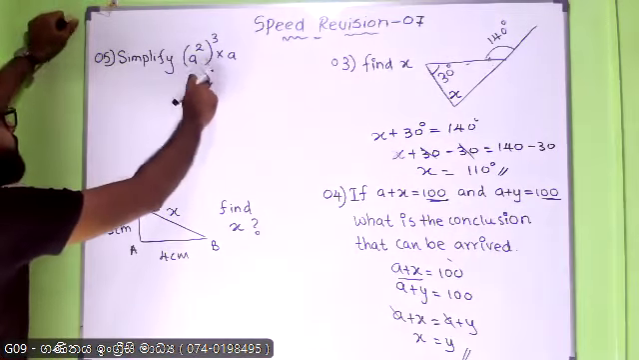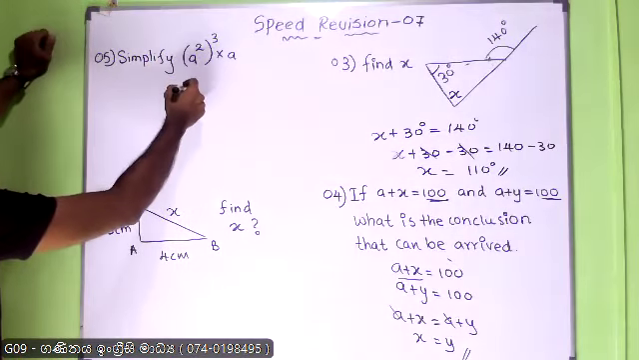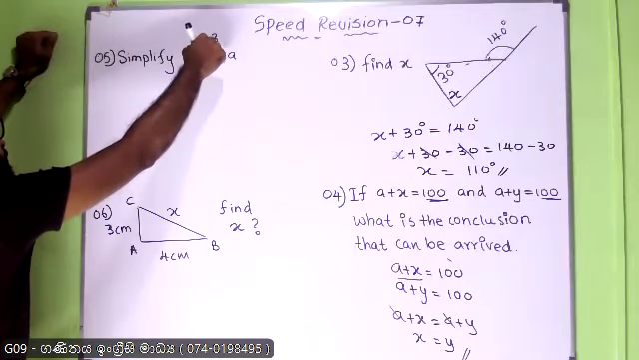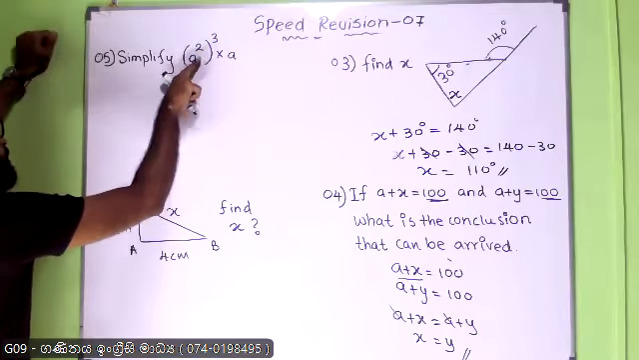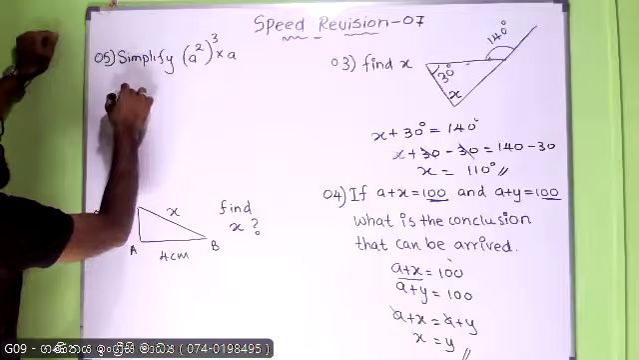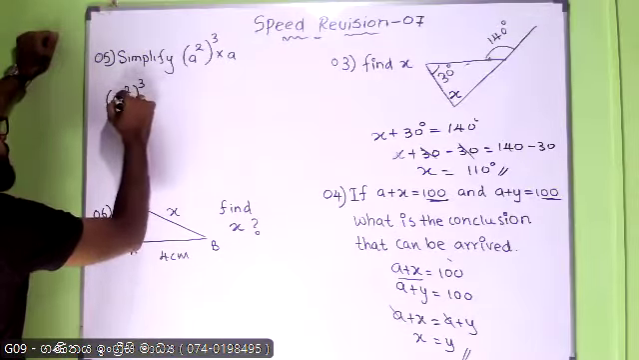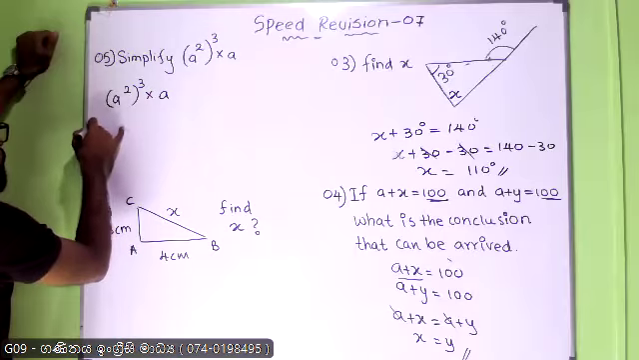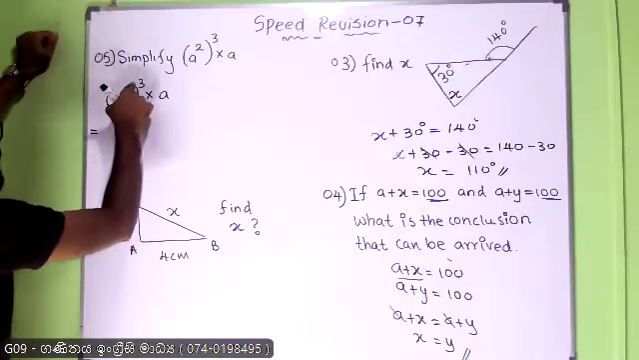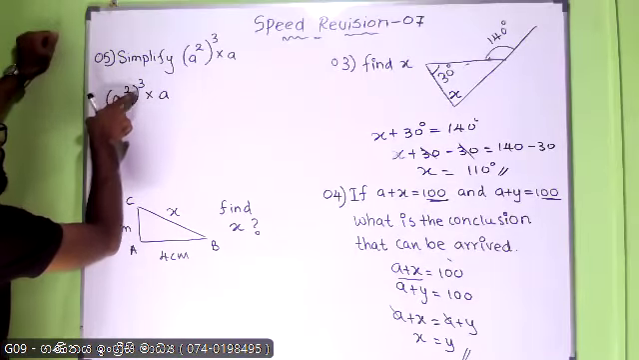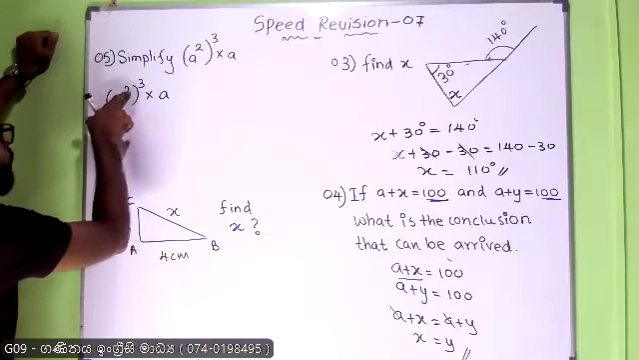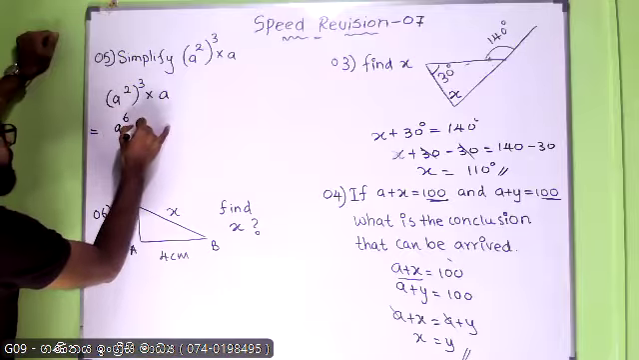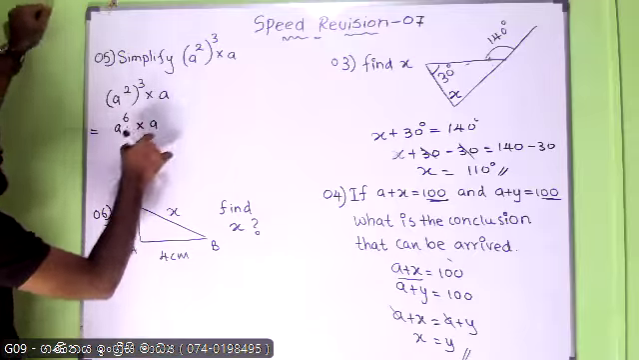So okay. Simplify a to the power 2 to the power 3, right? By using the knowledge of indices, what is the meaning of this bracket? You have to multiply. So I will rewrite this: a squared to the power 3 times a. So how do you simplify? Multiplication. 2 multiply 3, right? So a to the power 6 times a.